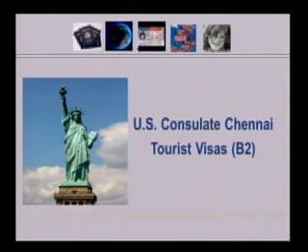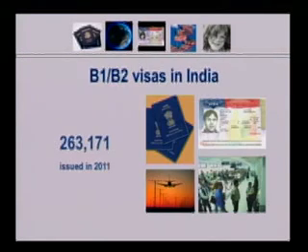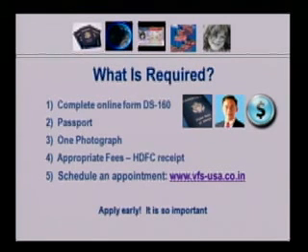So what are the required steps for obtaining a tourist visa to the United States? First of all, applicants must complete the online DS-160 application. This application can be found in a number of different locations. First and foremost, this application can be found at travel.state.gov. It can also be found on the individual consulate and embassy websites. In Chennai, the address is chennai.usconsulate.gov.